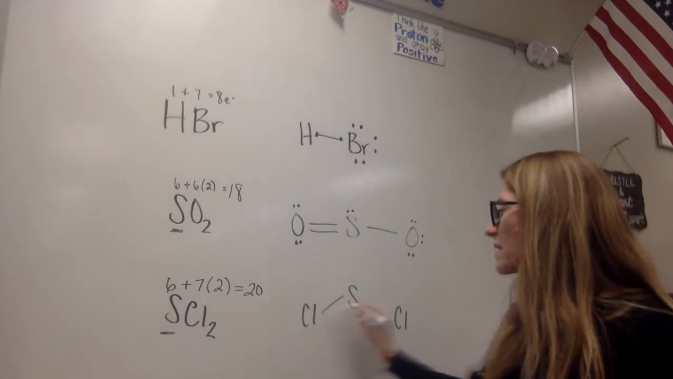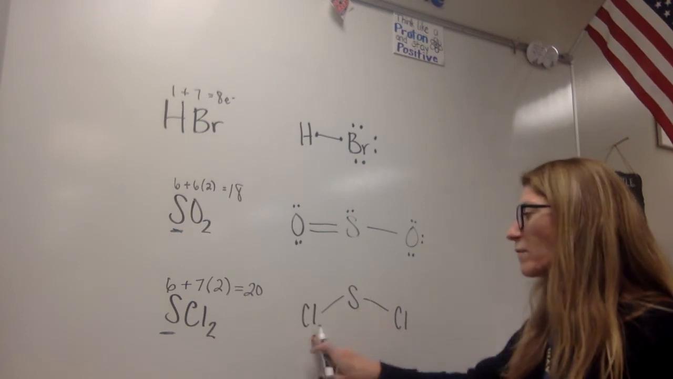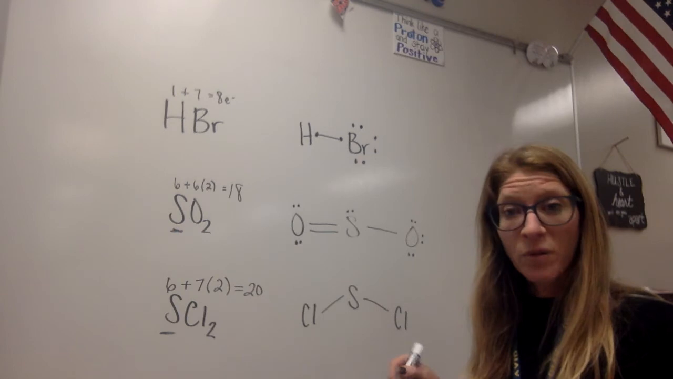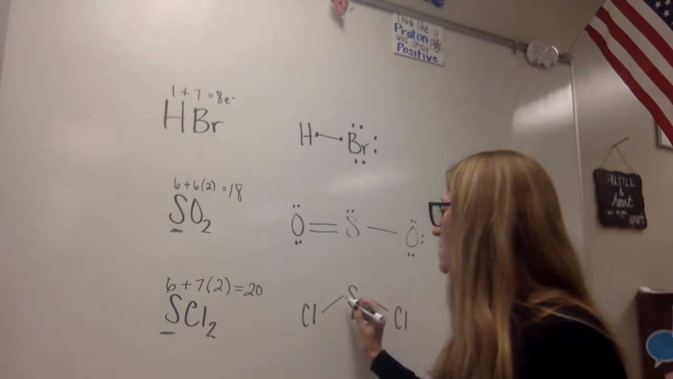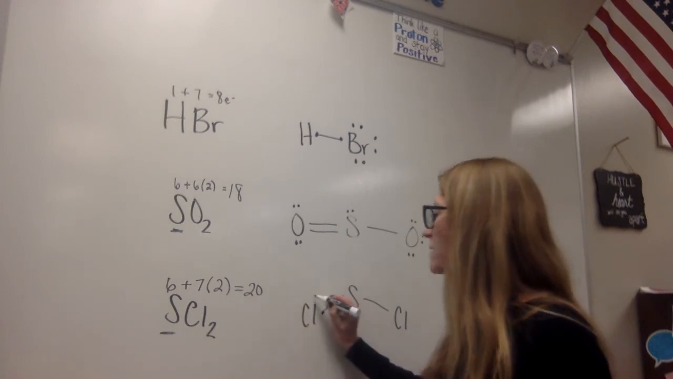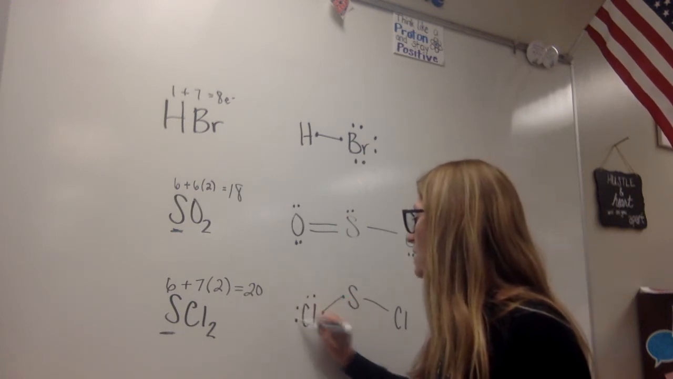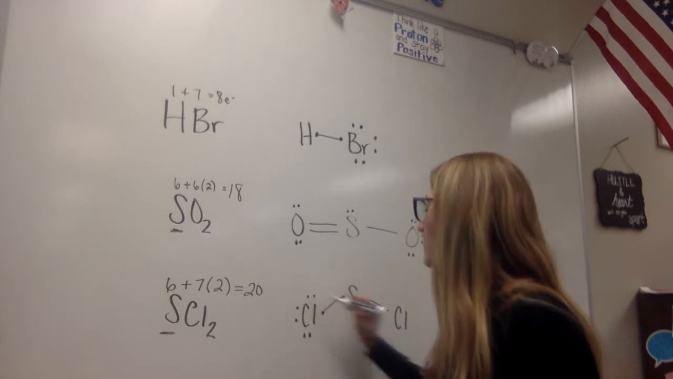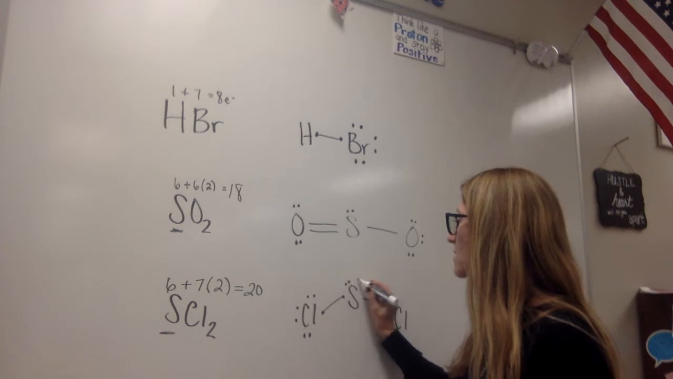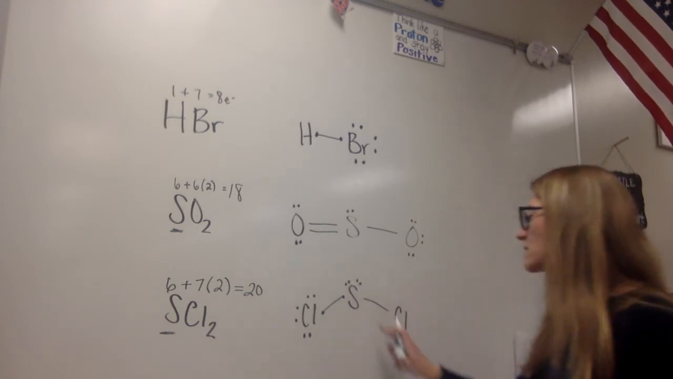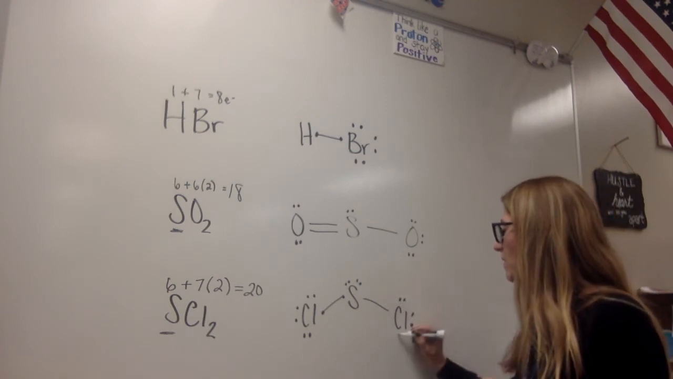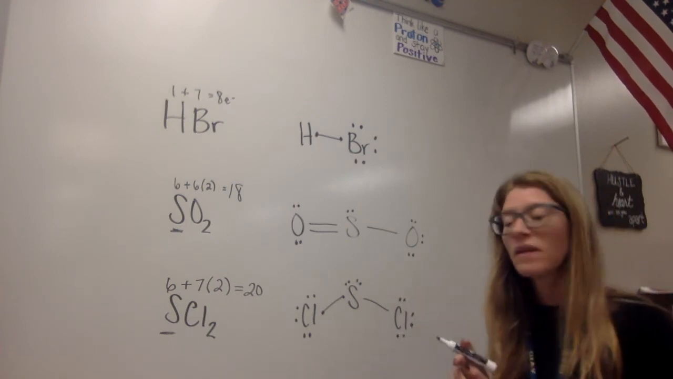Step 3 is we add a single bond between the central atom and all the outside atoms. Step 4, now we have to add those extra electrons. Chlorine right now is sharing 2 from that single bond. 3, 4, 5, 6, 7, 8. Sulfur has 2, 4. So I'm going to add 5, 6, 7, 8. This chlorine has 2, 3, 4, 5, 6, 7, 8.